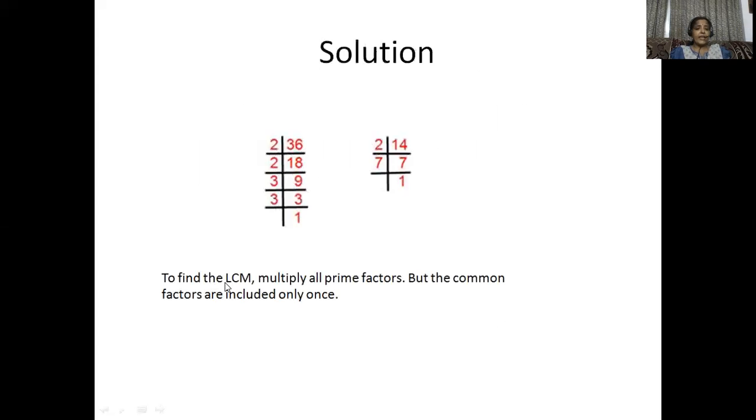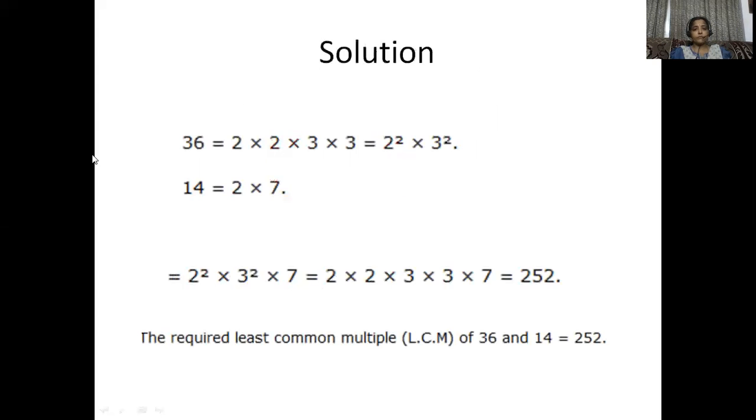So to find the LCM, we multiply all prime factors, but common factors are included only once. So 36, how do you write it? 2 into 2 into 3 into 3, so that is 2 square into 3 square. 14, how do you write it? 2 into 7. Now, how do you find the LCM? You have to take the common prime factors first. You have 2 here, you have 2 here. But 2 power 1 here and 2 square here. Which is bigger? 2 square. So you write 2 square once.